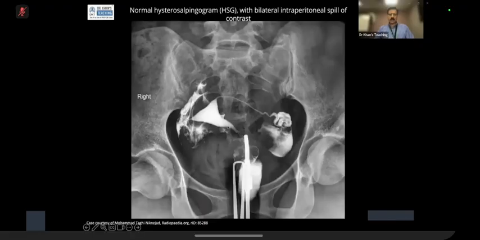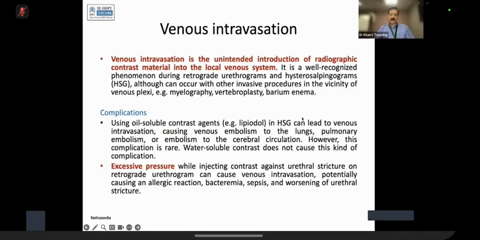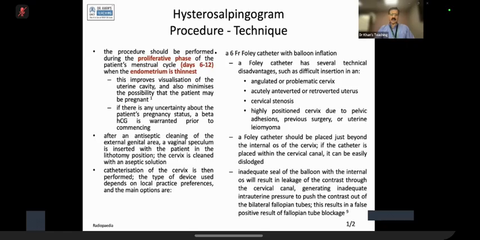This is a normal HSG, and venous intravasation, this is from Radiopaedia. It can happen with unintended introduction of radiopaque contrast into the local venous system, with excessive pressure. So the examiner is going to ask you this. There is a problem with the technique. Another question which is asked, when will you do this? And there can be some questions about the technique.